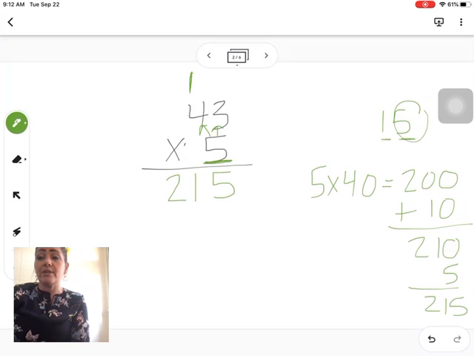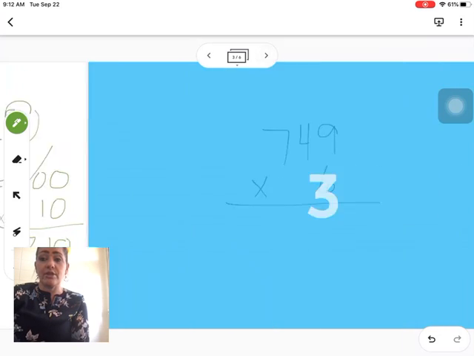This is the partial product way. We are not going to do it this way. Okay, we are going to use the algorithm so that we can practice and get good at it.